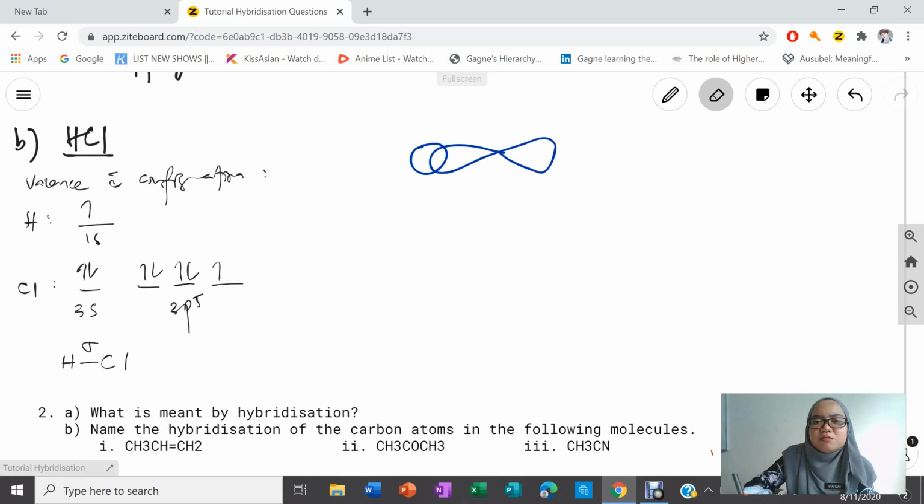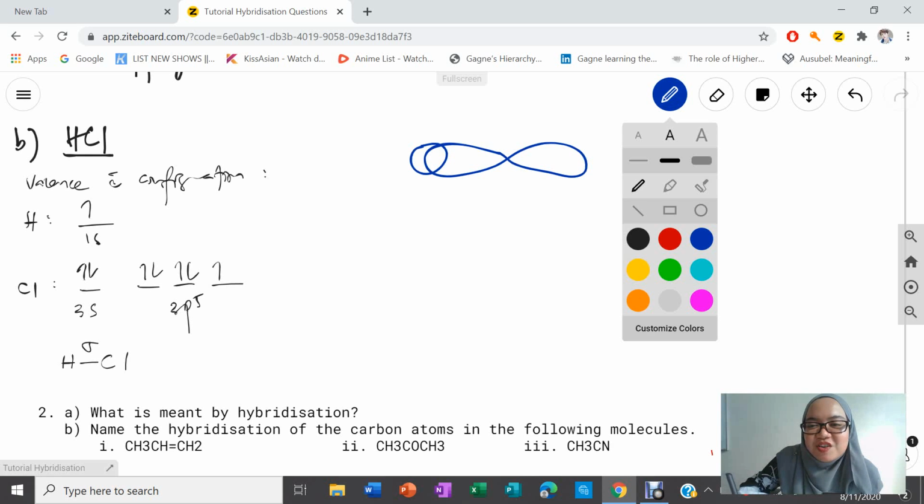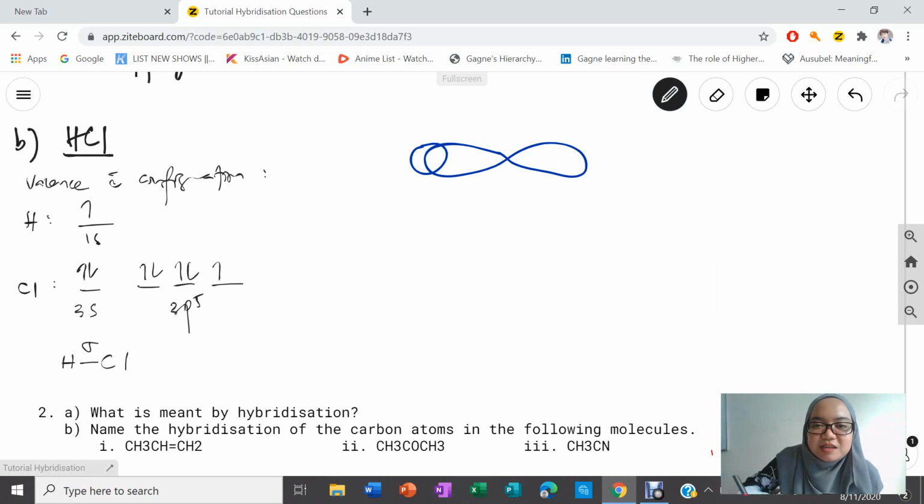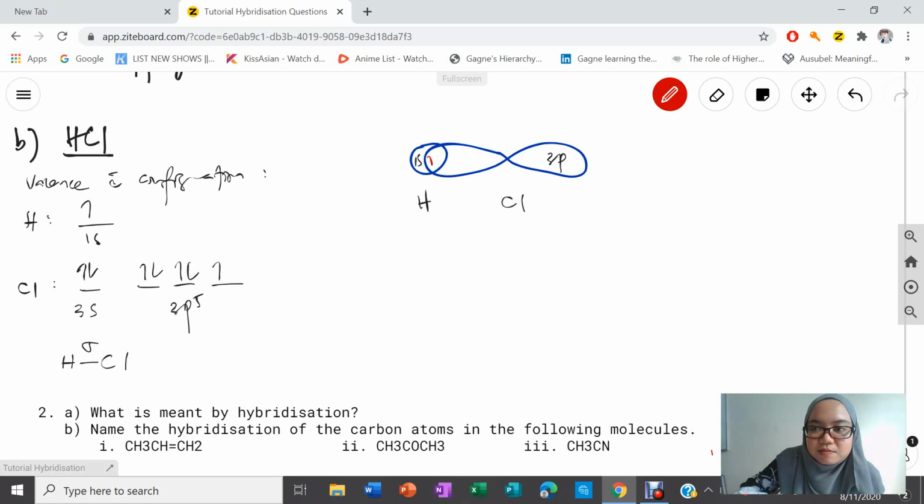Okay. Oops, one more time. Okay. So we label here 3p, we label here 1s, and then this is H, and this is the Cl orbital. Then we label the electron 1. So one electron is contributed from H and one electron is contributed from Cl. So this is the sigma bond.